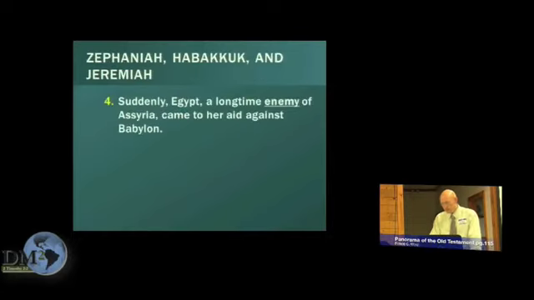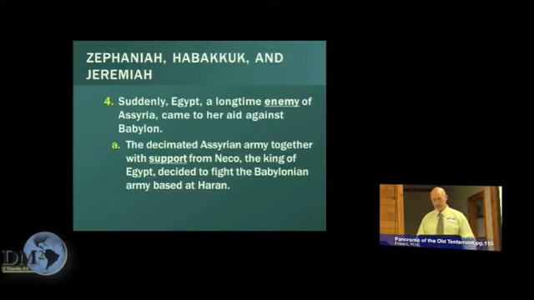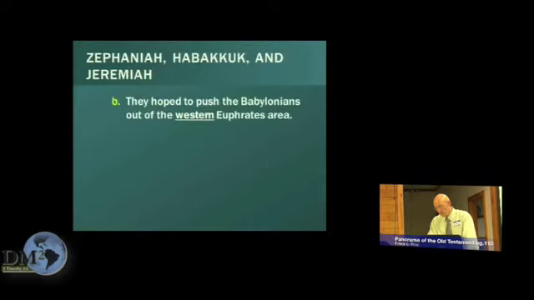Suddenly, Egypt, a longtime enemy of Assyria, came to her aid against Babylon. And this is going to be trouble for Josiah. The decimated Assyrian army, together with support from Pharaoh Necho, the king of Egypt, decided to fight the Babylonian army based at Haran. They hoped to push the Babylonians out of the western Euphrates area.